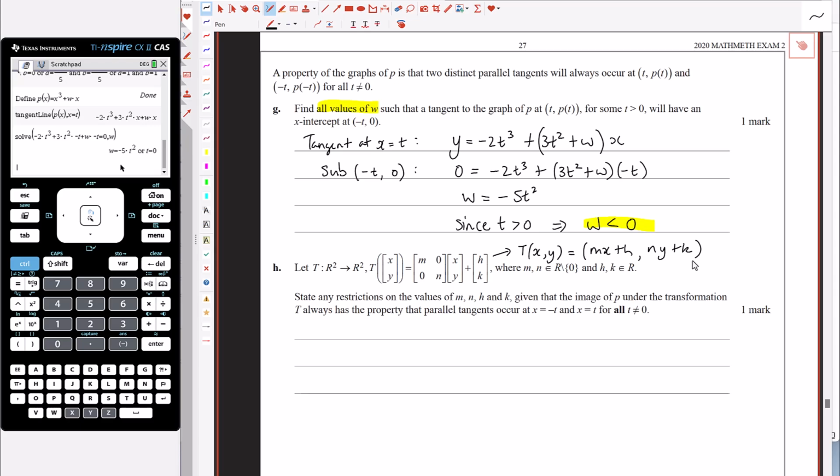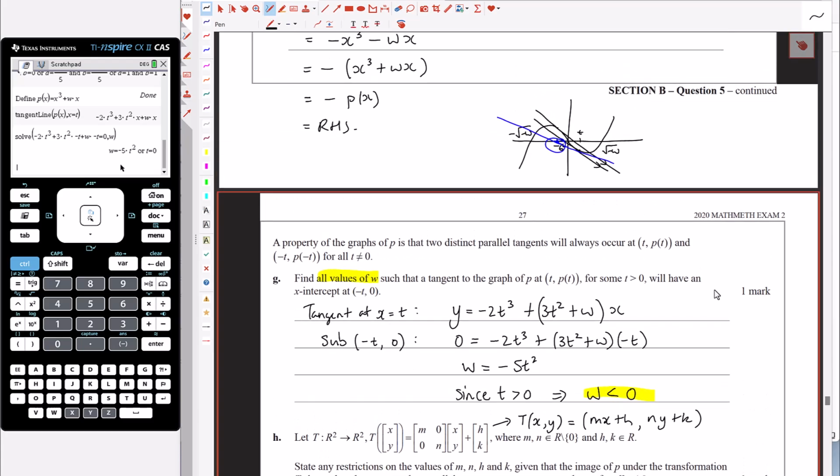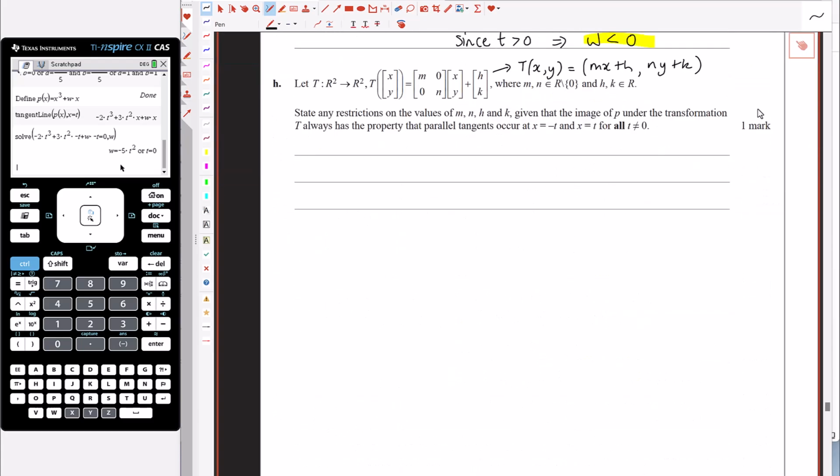Given that the image of P under the transformation T always has the property that parallel tangents occur at... Okay, so the transformation T is anything. So it's basically saying, can we do any transformations that we want to P of x and still get this property that we've got happening here? I know this graph has gotten a bit ugly, but let's go back and remember we've got this lovely symmetry, well, it's not quite symmetry.